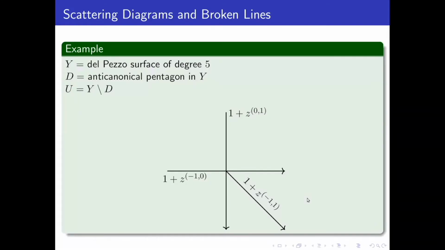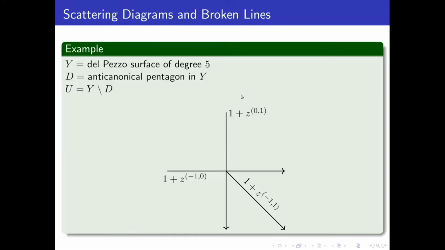So an example of this, if we start with Y being the Del Pezzo surface of degree 5, and D an anti-canonical cycle of 5 lines in Y, so some pentagon, Y minus D is a cluster variety U, and the scattering diagram for it is the one pictured here.